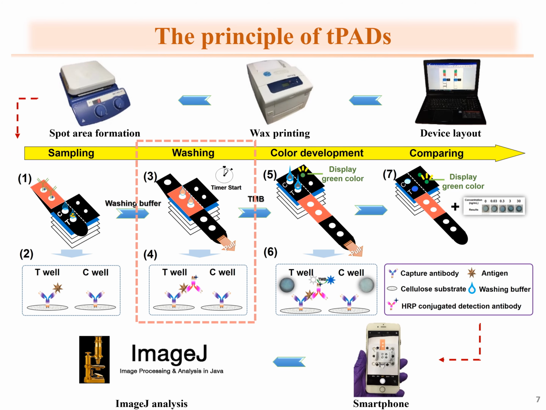2. Washing. Next, we pull down the paper strip until the T and C wells overlap with conjugate wells, to which we add 100 microliter of washing buffer. The HRP conjugate detection antibodies pre-dried on the conjugate wells will be rinsed onto the T and C wells after adding the washing buffer and react with the antigen antibody complex formed in step 1 on the T well. In addition to rinsing the antibodies, the addition of the washing buffer also activates the timer.